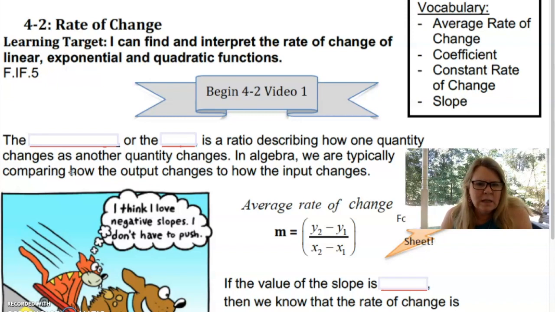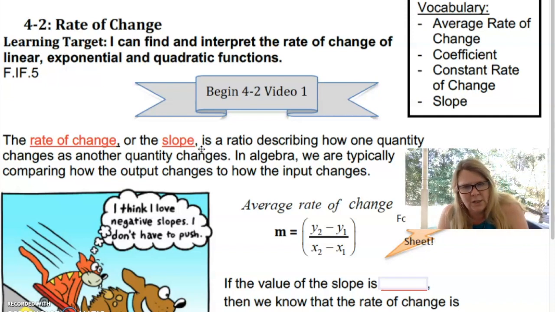So as you see, when we first start with our notes, the average rate of change, or the slope of a ratio, describes how one quantity changes as another quantity changes. In algebra, we're typically comparing the output changes to the input changes. So outputs are our y values. Down here you can see it's the difference in our y's, y2 minus y1, over x2 minus x1. We normally use the variable m to describe slope.